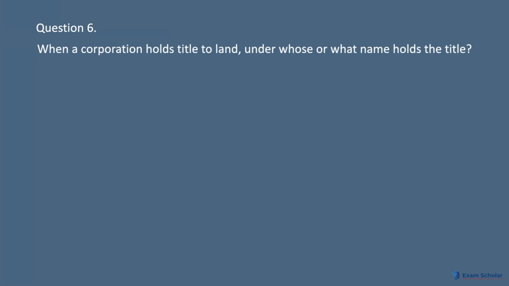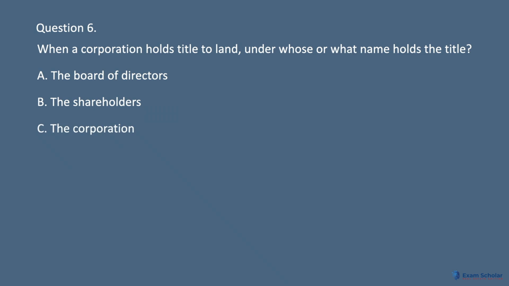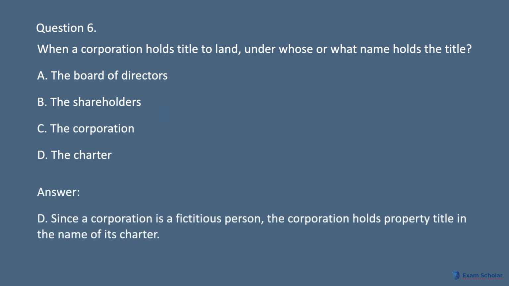Question 6. When a corporation holds title to land, under whose or what name is the title held? A. The Board of Directors. B. The shareholders. C. The corporation. D. The charter. Answer. D. Since a corporation is a fictitious person, the corporation holds property title in the name of its charter.